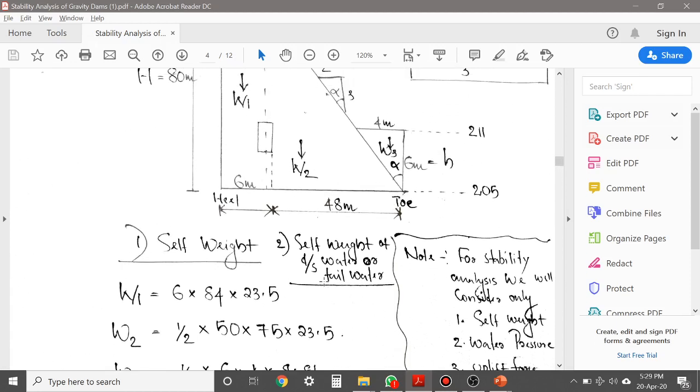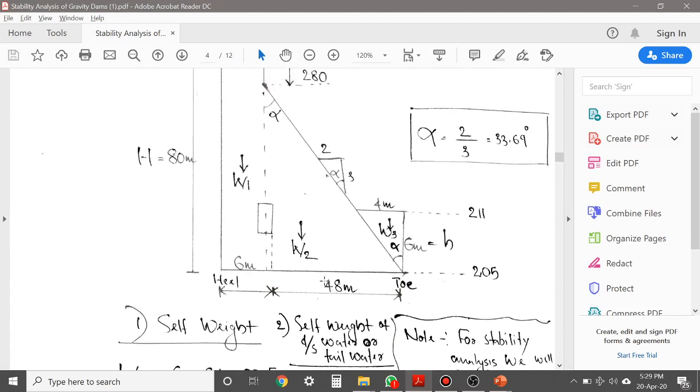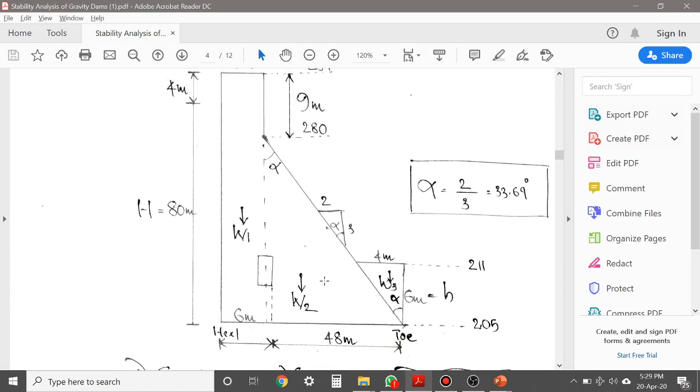Now, in order to find the lever arm distance, previously I told you, we are calculating the entire moment of this gravity dam about the point toe. So you have to take the lever arm distance from forces to toe. Lever arm distance means it is the perpendicular distance from the line of action of force to the point where you are going to take the moment.